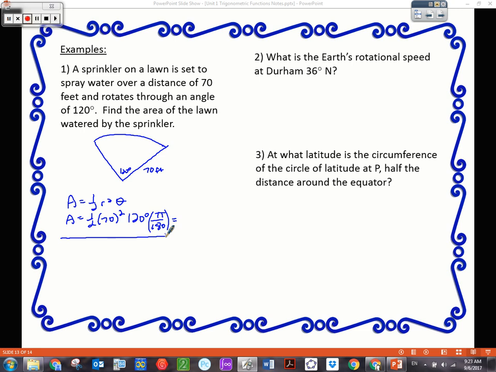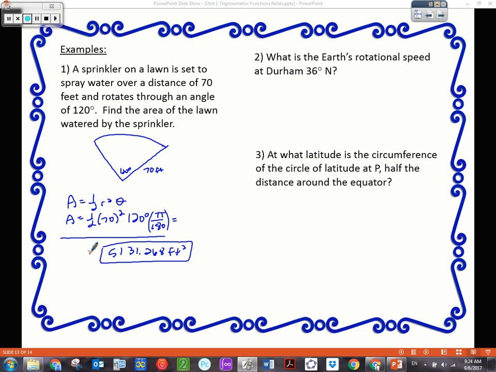So we do that, and we learn that the area of the lawn is 5131.268 feet squared. And that's the area that is being watered. Are we okay with that? Okay, let's take a look at number 2.